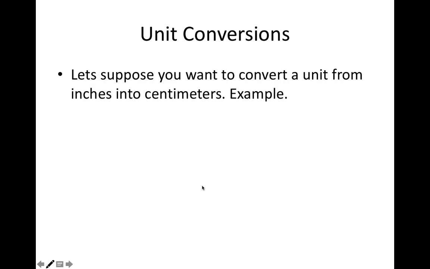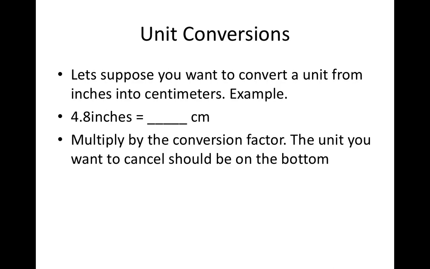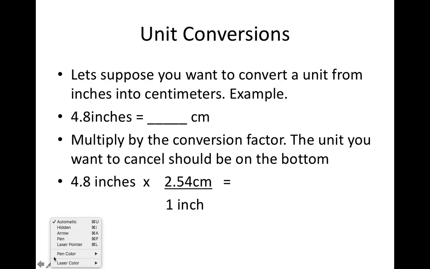Unit conversions. Let's suppose you want to convert a unit from inches into centimeters. So 4.8 inches equals blank centimeters. We have to multiply the original number, 4.8 inches, by the conversion factor, and the unit you want to cancel should be on the bottom. So we are multiplying by 2.54 centimeters per inch. We want inches in the denominator because we want inches to cancel.